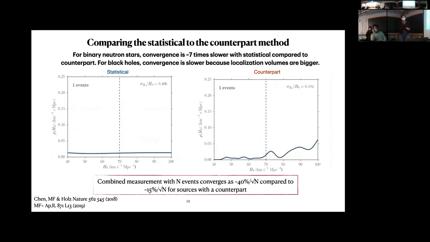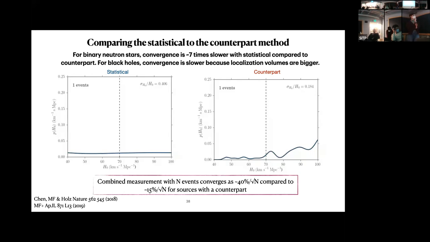Without the counterparts, this statistic of 40% over root N, was that assuming a particular kind of source? It must depend on what kind of sources you're looking at. Looking at neutron stars must be different than black holes. Yeah, what kind of black holes? It depends a lot on the masses you look at, because it's easier when they're closer by, since there are fewer galaxies for the same relative distance error. You're just closer by, so there are fewer galaxies. For black holes, it's a lot worse. No one has actually done a realistic simulation for the black hole case.